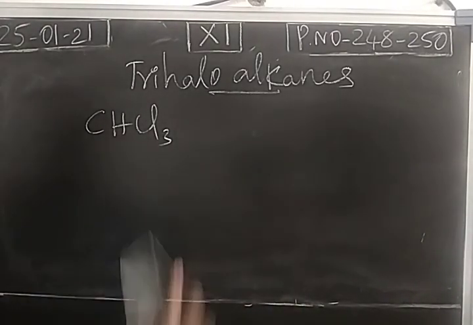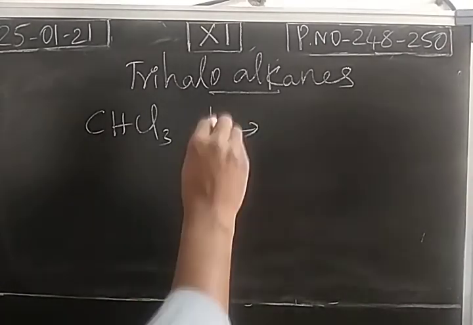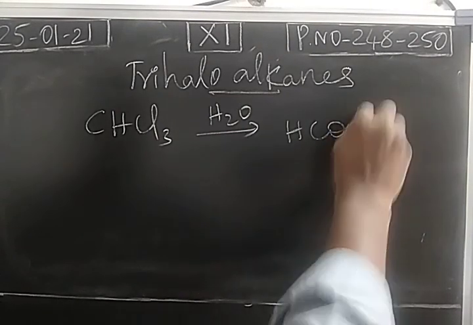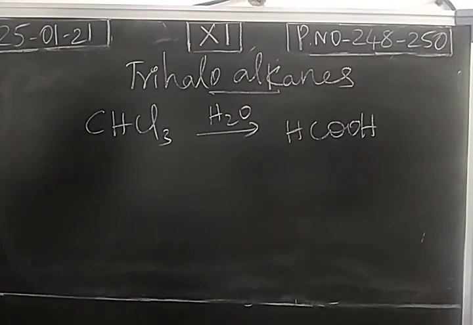So we can study preparation, properties and uses of chloroform. The compound is named chloroform by the scientist Dumas because when we do the hydrolysis process, this will give you formic acid. Since chloroform gives formic acid in hydrolysis, we call this chloroform. Dumas gave the name chloroform. So the major application of chloroform is it is used as an anesthetic.